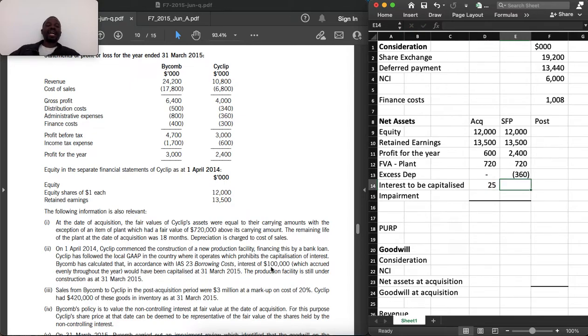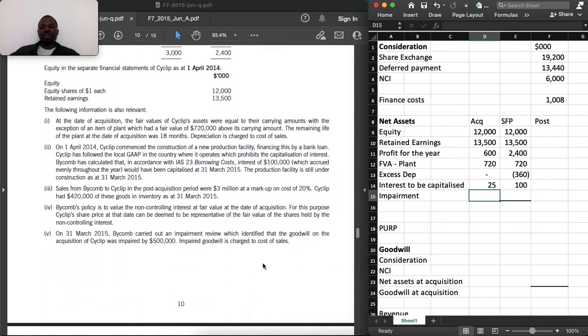We get, at acquisition, the interest up to the date of acquisition, from the beginning of the year up to acquisition, was 25, but at year end the total interest was 100. That needs to be added to the profit.